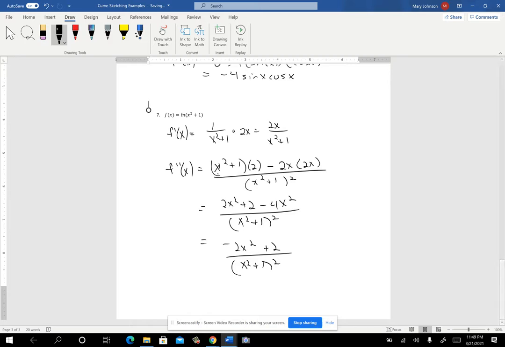All right, and if I did it in factored form, I might take out a negative 2. I'd have x squared minus 1 and then x squared plus 1 quantity squared. So either of those is okay. Okay, so this video, I just wanted to do all the derivatives and get those out of the way. So go ahead and get ready to do the curve sketching.